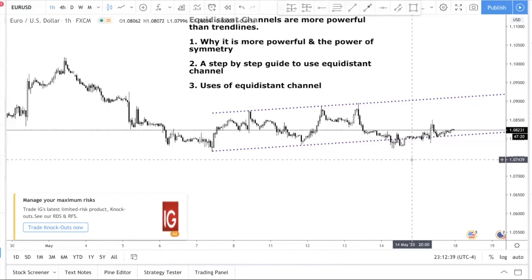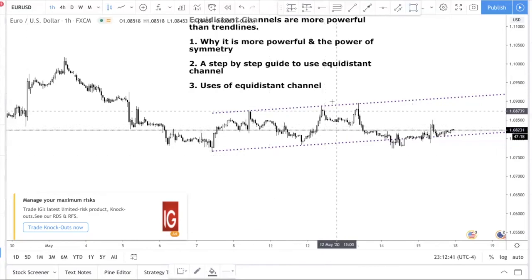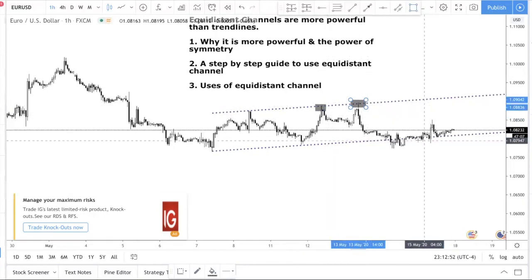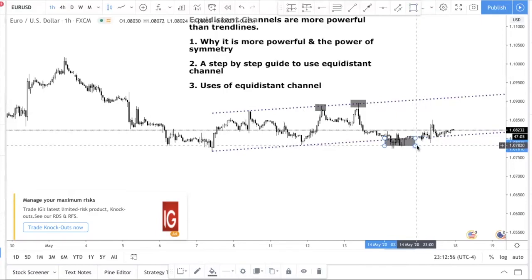Okay, but that's how you use it. You can look for entries at this level, right? You can look for entries, look for signs of reversals, follow your trading strategy and execute a trade at these levels as well as these levels over here. So that's how you use the equidistance channel, right? For stop loss, to manage your stop losses, to take profit, or to enter a trade.